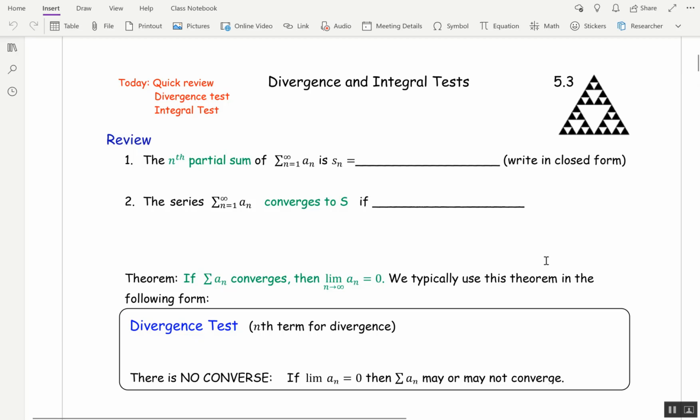Okay, so this is section 5.3. We're going to talk about two big tests, the divergence test and the integral test. Let's start with a quick review of vocabulary.